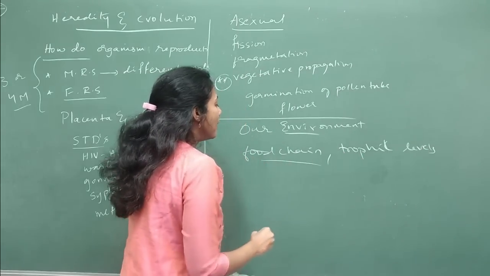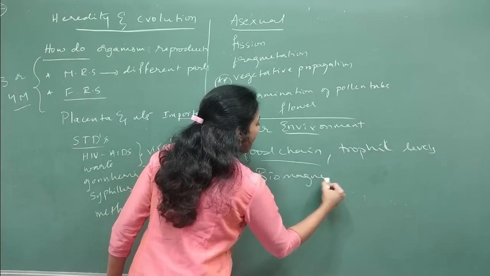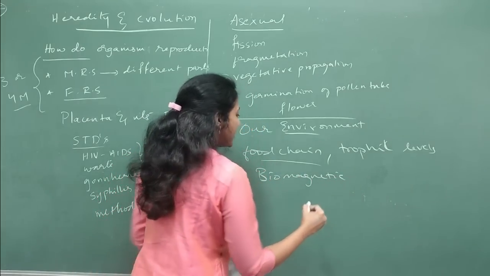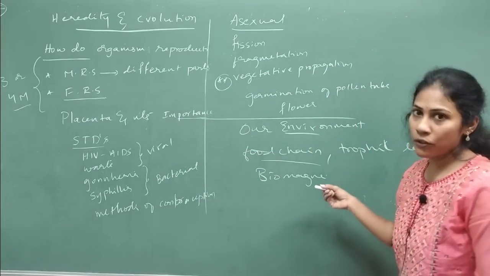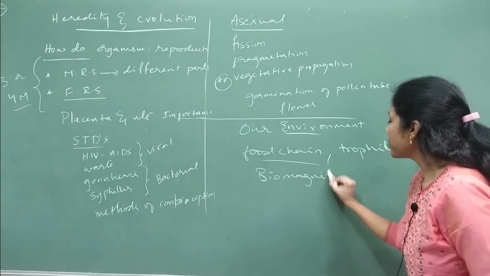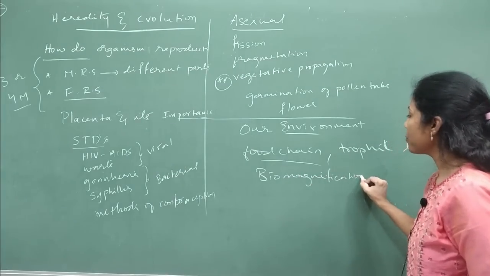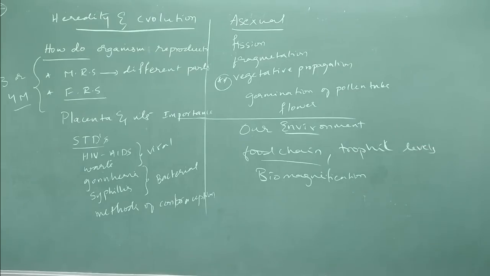And then biomagnification, in the sense accumulation of chemicals, right? More and more from producers to consumers. So that biomagnification you should be knowing. So these are the 3 topics you should concentrate on from our environment chapter.